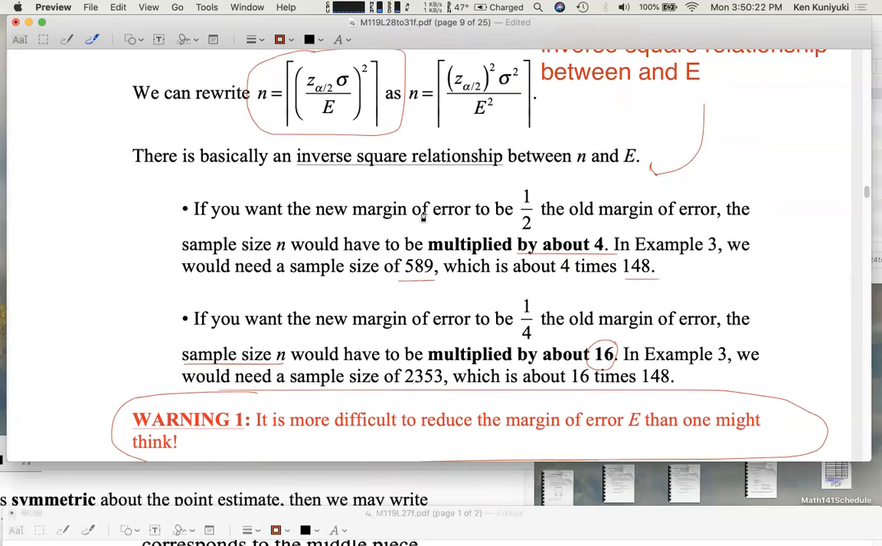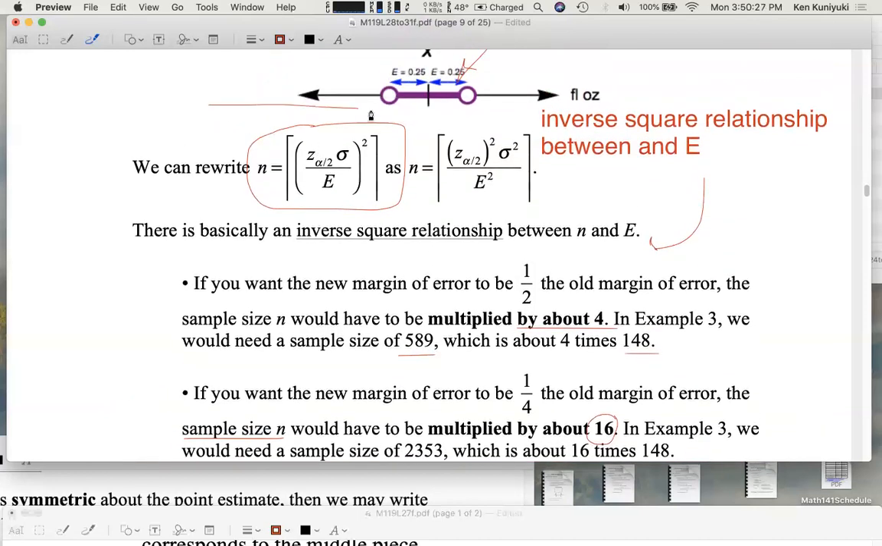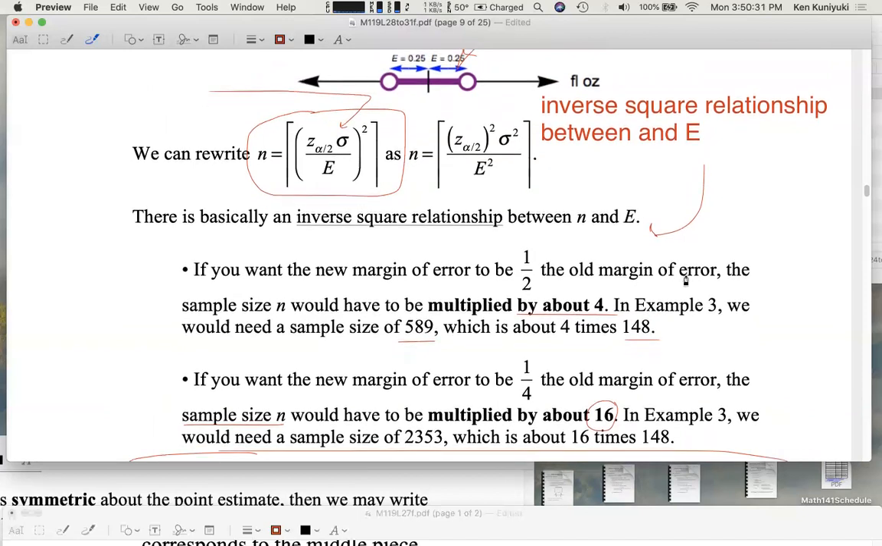Next time, we'll talk about another issue with this formula. It's a key structural issue. What happens if we don't know a value for sigma? That's a big question. I'll address it next.